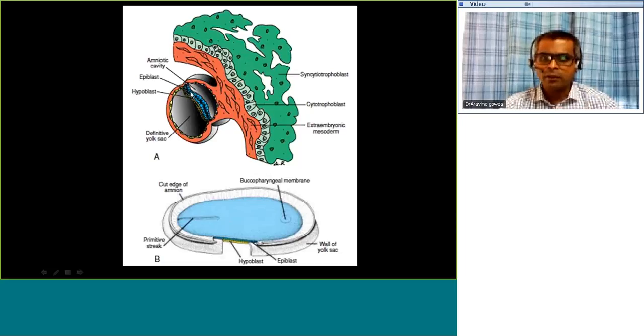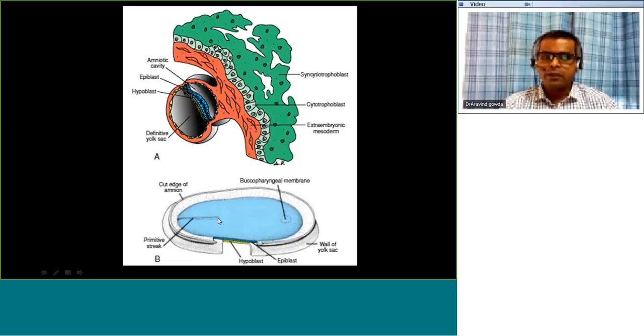So what happens during the formation of this trilaminar disc? This epiblast in its central part forms a primitive streak. This is the primitive streak. The primitive streak is nothing but the thickening of these cells, which extends from the caudal end towards the center. This is the buccopharyngeal membrane, towards the cranial end. This is the caudal end, and from the caudal end this primitive streak extends towards the buccopharyngeal membrane.